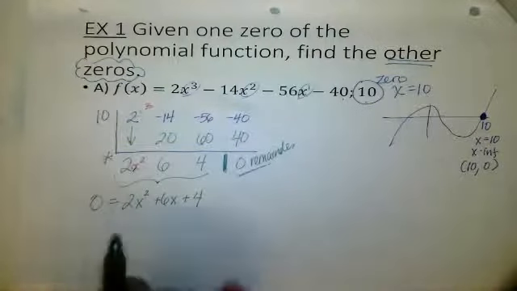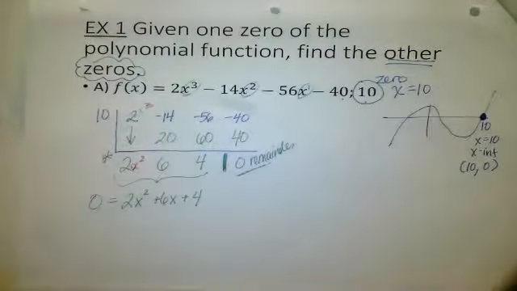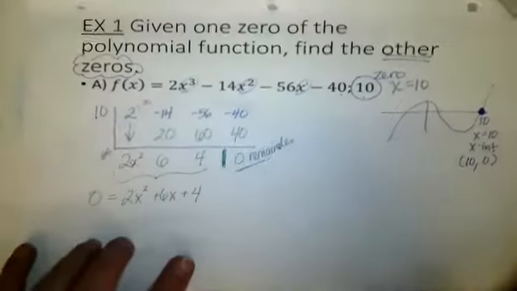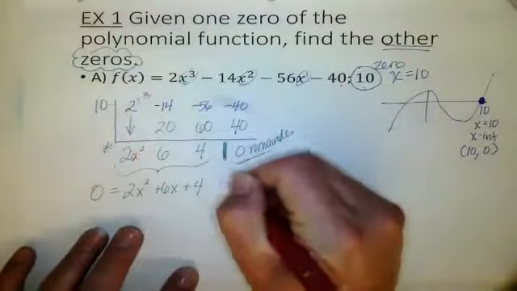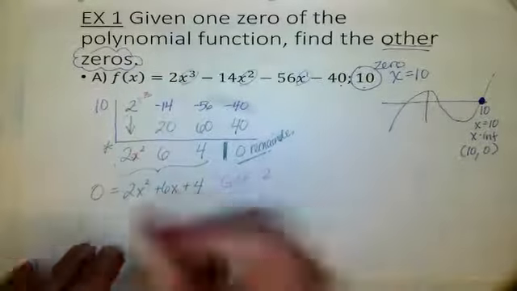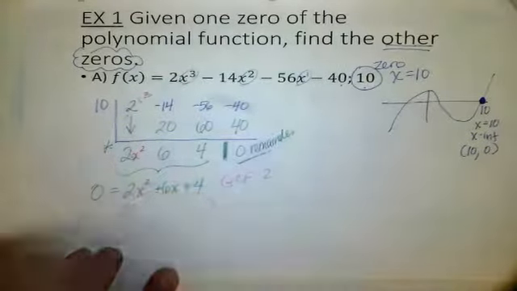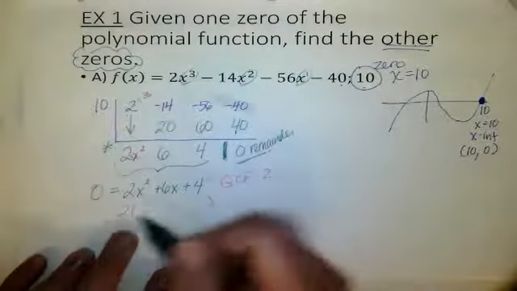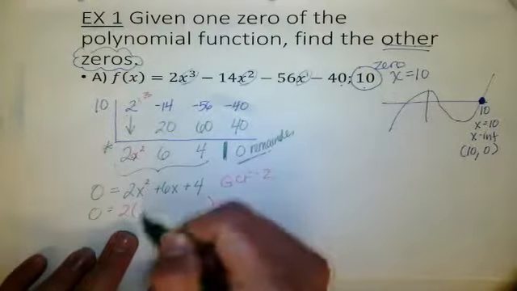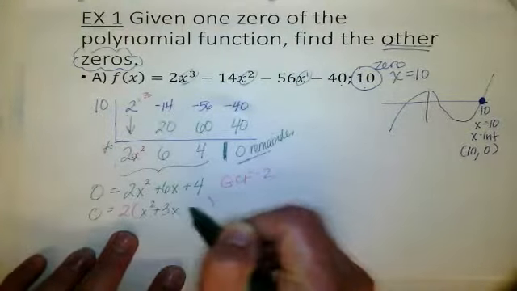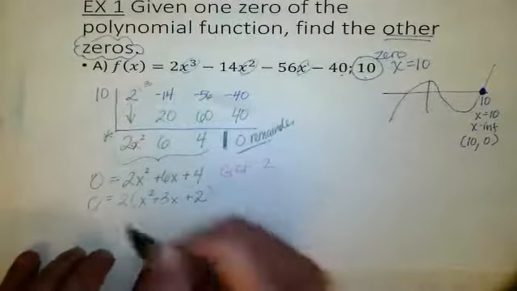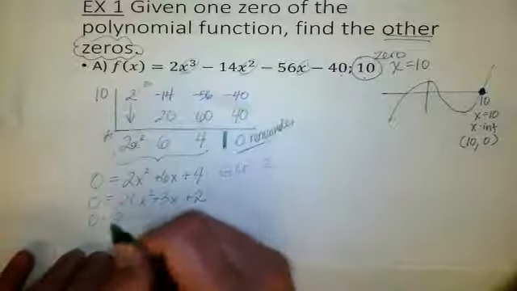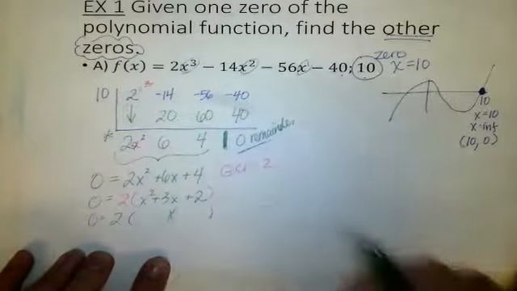Well, what do you notice about that polynomial there? It has a GCF. Yeah, what's the GCF? 2. So I'm going to go ahead and take out a 2. If I take out the 2, what's left behind? X squared plus 3x plus 2. Good. These are nice small numbers, so I'm going to go ahead and try to double bubble, and it does.